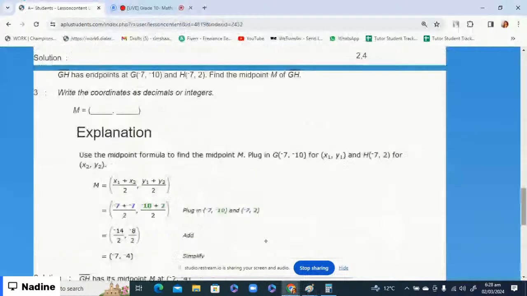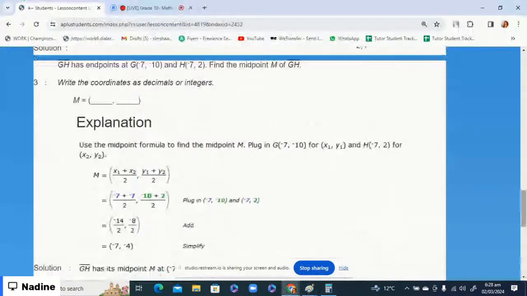So look at this question. This is minus 7, minus 10 for the g value, and for the h value minus 7 and 2. Midpoint is x1 plus x2 by 2, y1 plus y2 by 2. So this is minus 7 plus minus 7 by 2. That becomes minus 14 by 2. And here the answer is minus 7. The second one comes minus 10 plus 2, that is minus 8 over 2. This is minus 4.